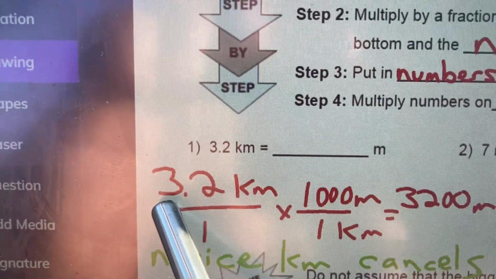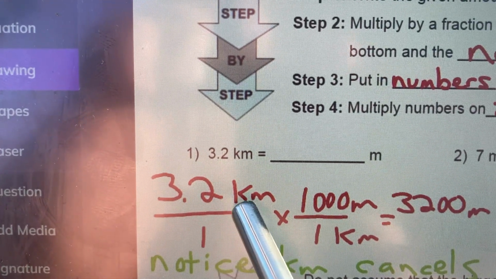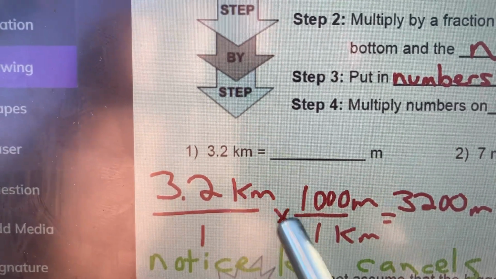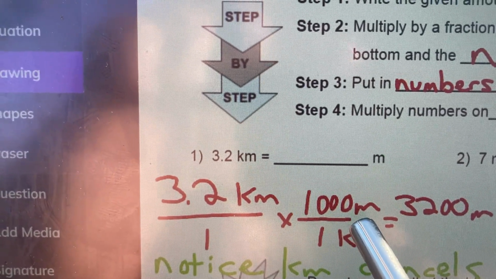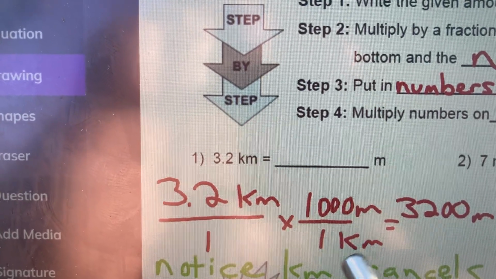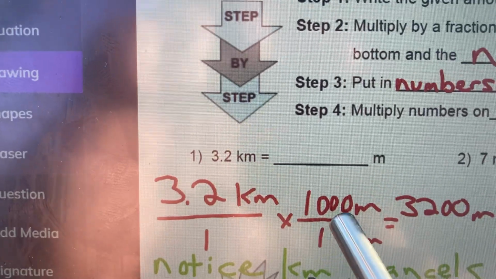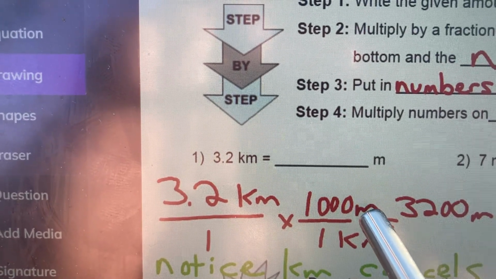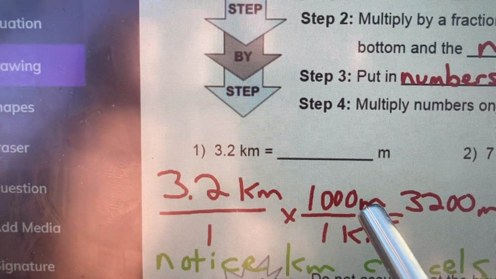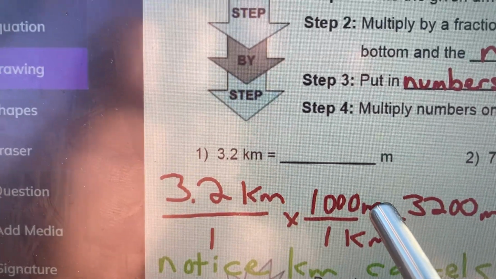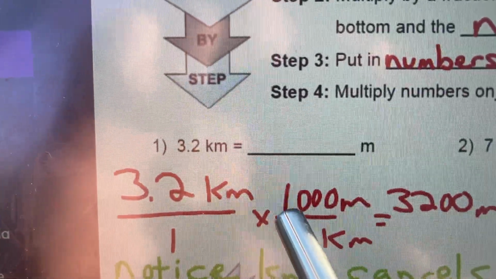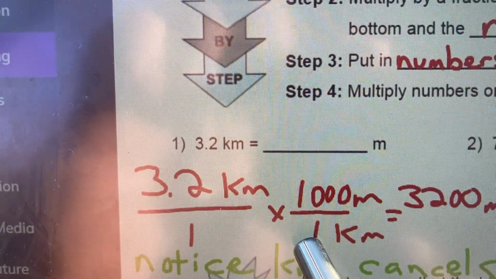We write down what we're given, the 3.2 kilometers, as a fraction over 1. And then we multiply by a new fraction. On the bottom is the old unit kilometers that we don't want anymore. On the top is the unit of meters that we do want. Then we put in the numbers. We think to ourselves, how many meters equals how many kilometers? And you should know that there's 1,000 to 1 kilometer.